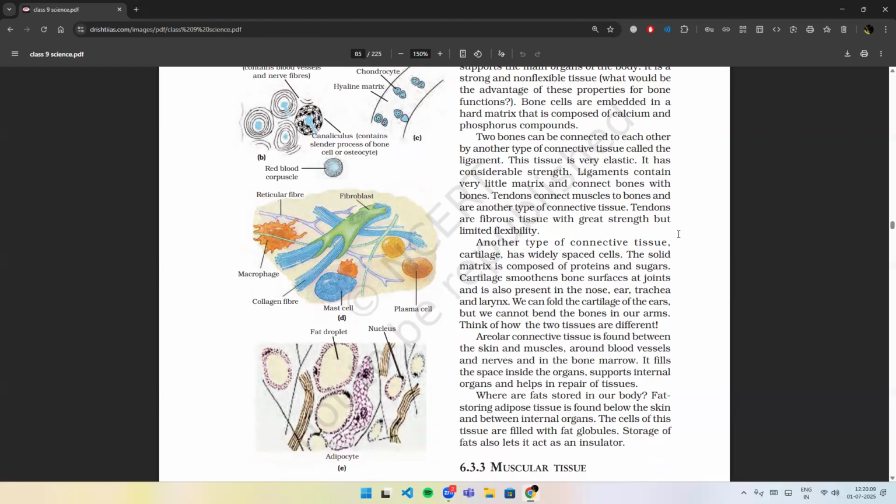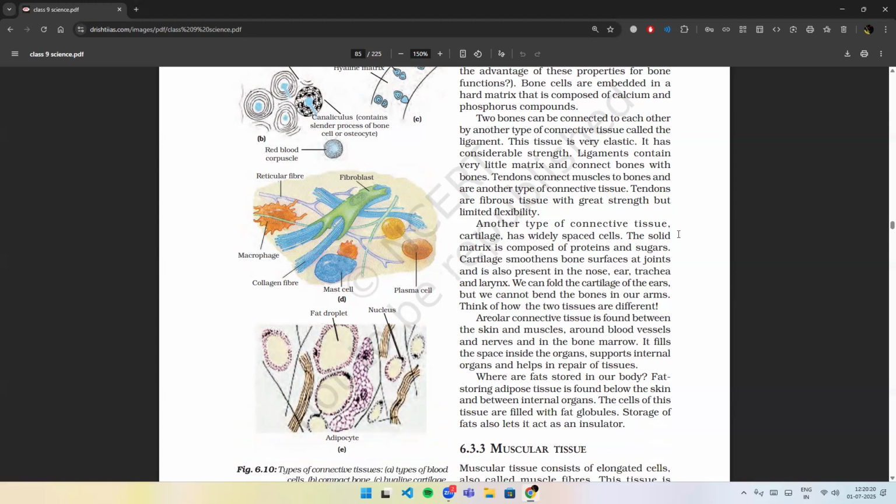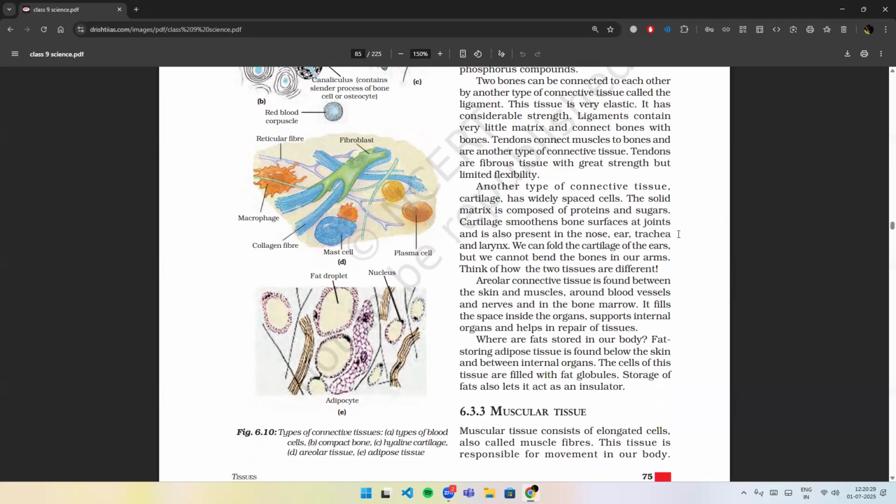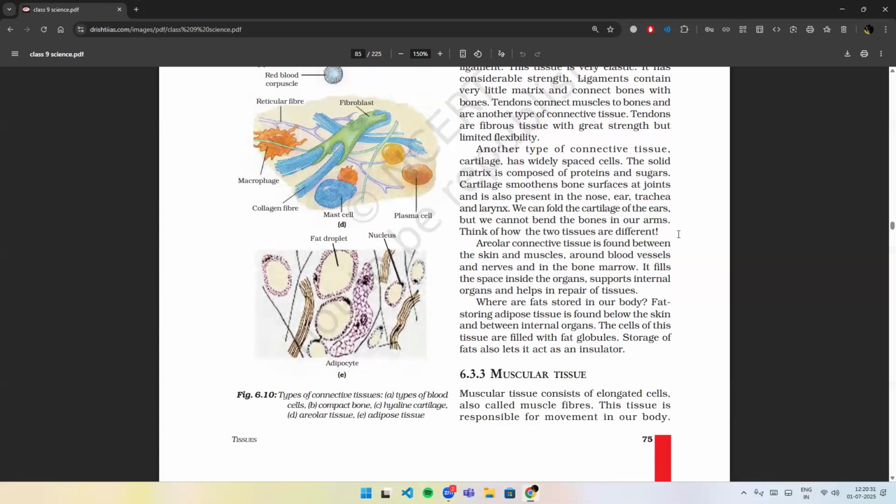Two bones can be connected to each other by another type of connective tissue called the ligament. This tissue is very elastic. It has considerable strength. Ligaments contain very little matrix and connect bones with bones. Tendons connect muscles to bones and are another type of connective tissue. Tendons are fibrous tissues with great strength and limited flexibility.